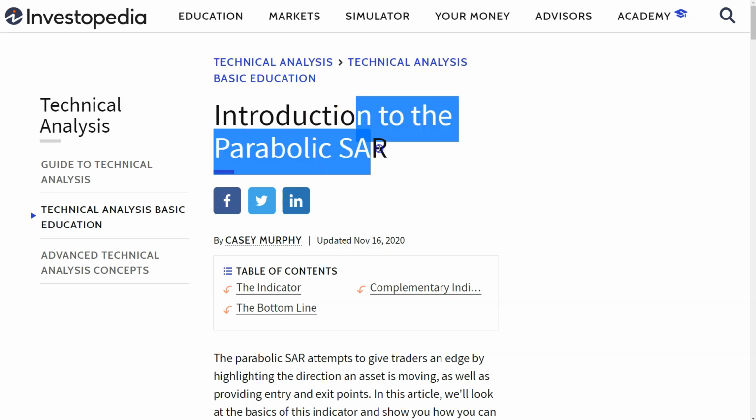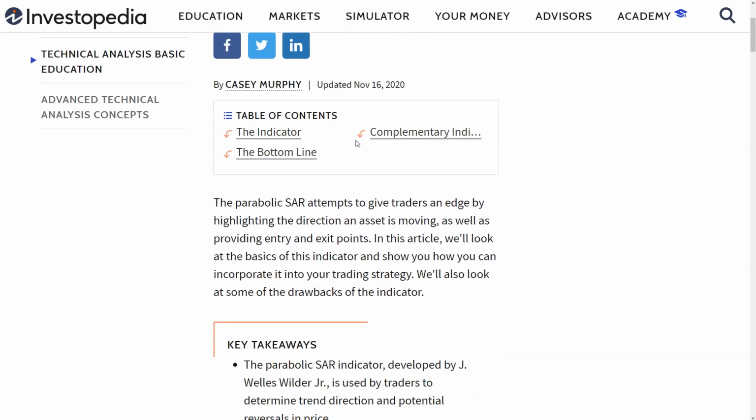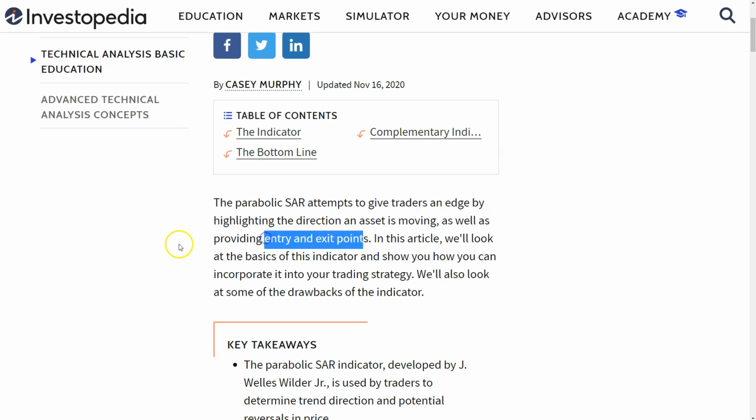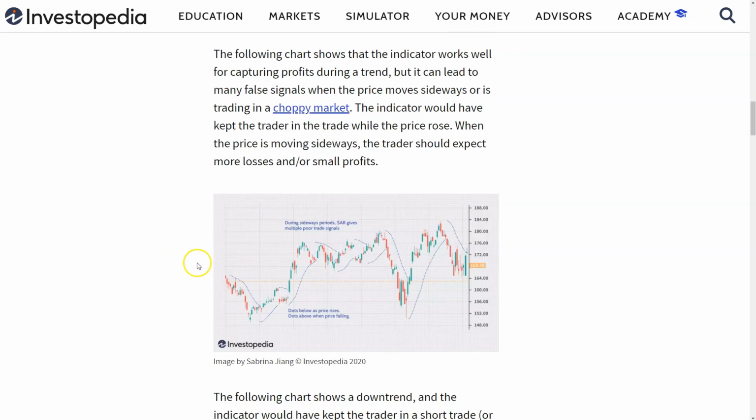SAR stands for stop and reverse. It is not really useful in a ranging market. It's more of a trending market indicator. Like it says, it attempts to give an edge by highlighting direction, providing exit and entry points. I'll give some examples on how you could use this on the crypto charts, and you can read the Investopedia article sort of discussing what it is.